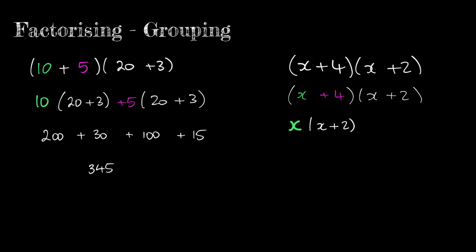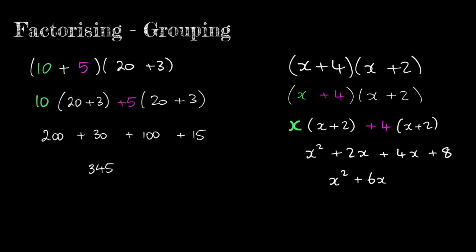Okay. I'm just going to change it there. So x by x plus 2 plus 4 by x plus 2. And that will give me x squared plus 2x plus 4x plus 8. So my final answer there will be x squared plus 6x plus 8, because I can collect the like terms. I can bring them together.